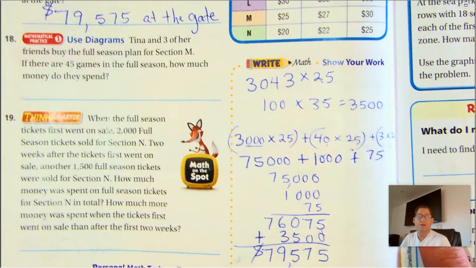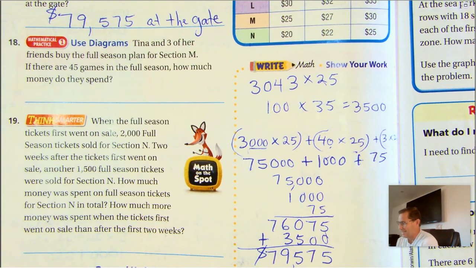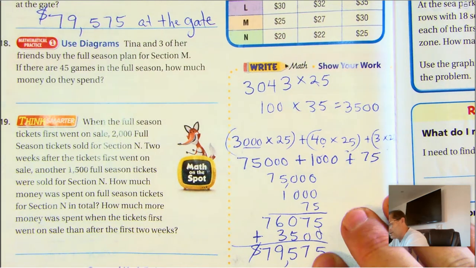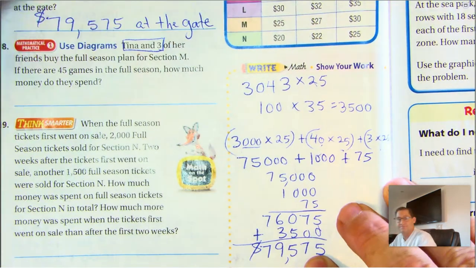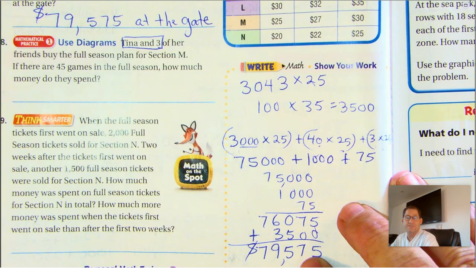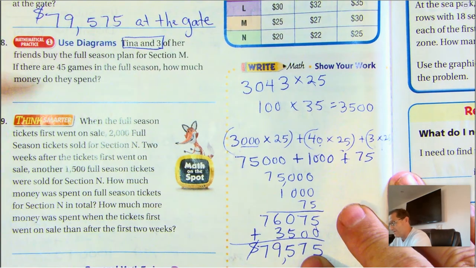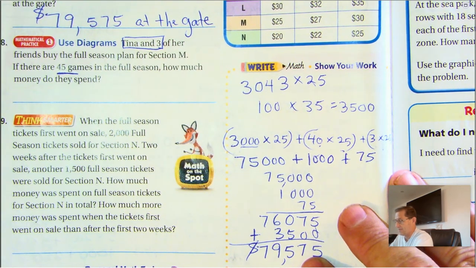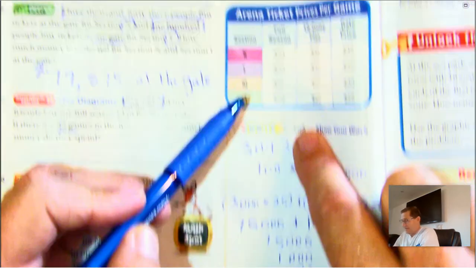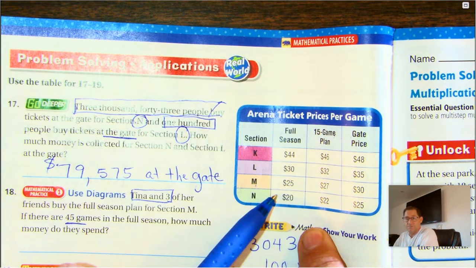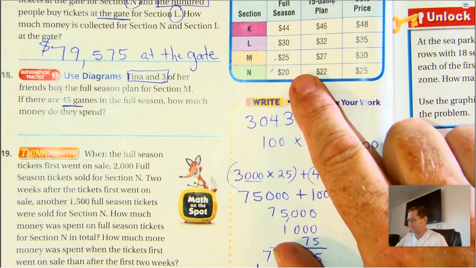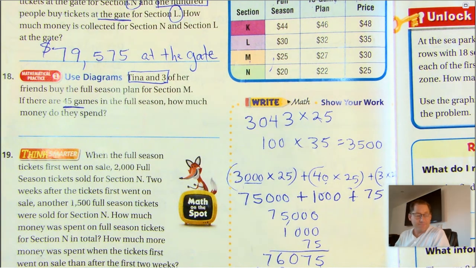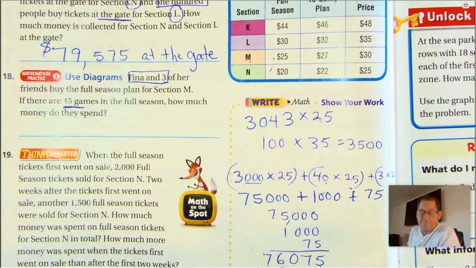All right, 18. Tina and 3 of her friends buy the full season plan for section M. If there are 45 games in the full season, how much money do they spend? So I look at M and I find full season. So full season costs $25. And there's going to be 4 of them.